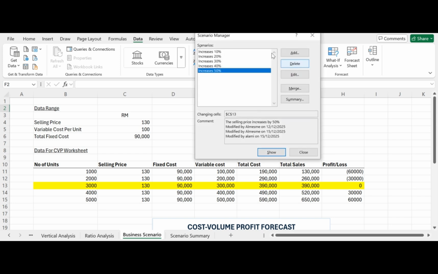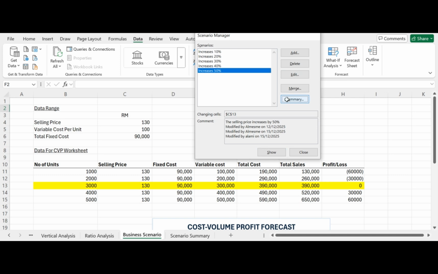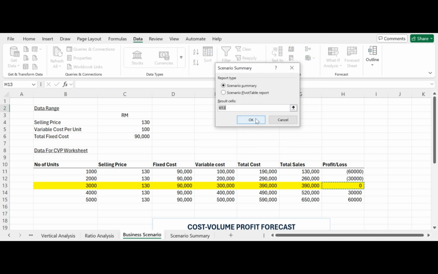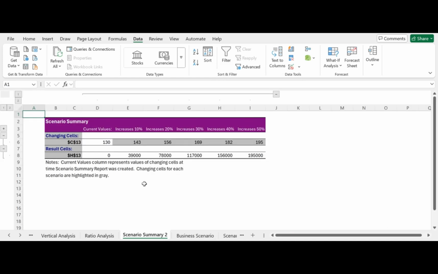When we have already added the scenarios, we want to summarize all the scenarios in one table. So just click summary and we have the result. This is the summary table for the scenarios that we have simulated.